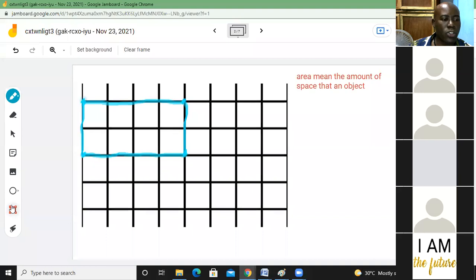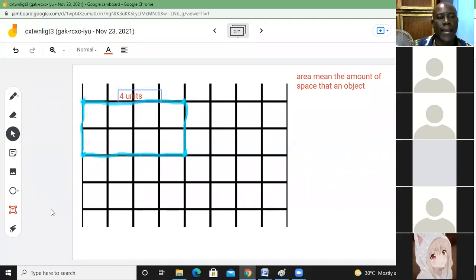Now, if we're supposed to tell the length of this rectangle, can anybody tell me what the length is? How many units are you looking at? 4, sir. Exactly, 4 units. Everybody agree? 4 units for the length of the rectangle. Can everybody agree that it's 4 units right here? Agree, sir. Let's go for the next one.